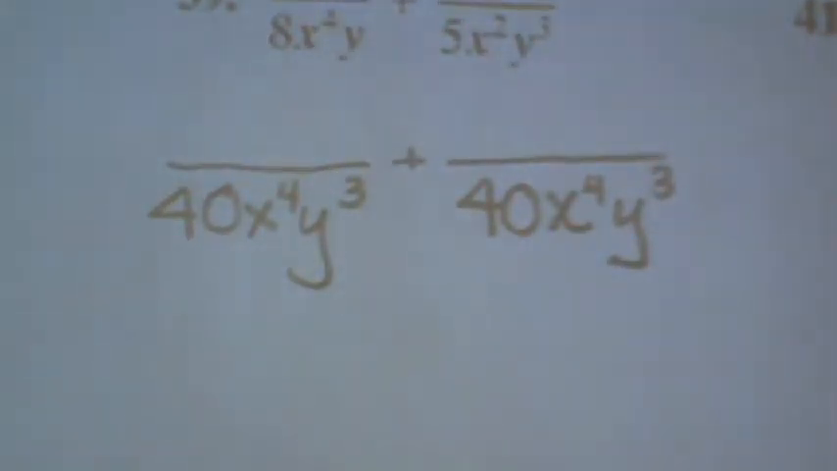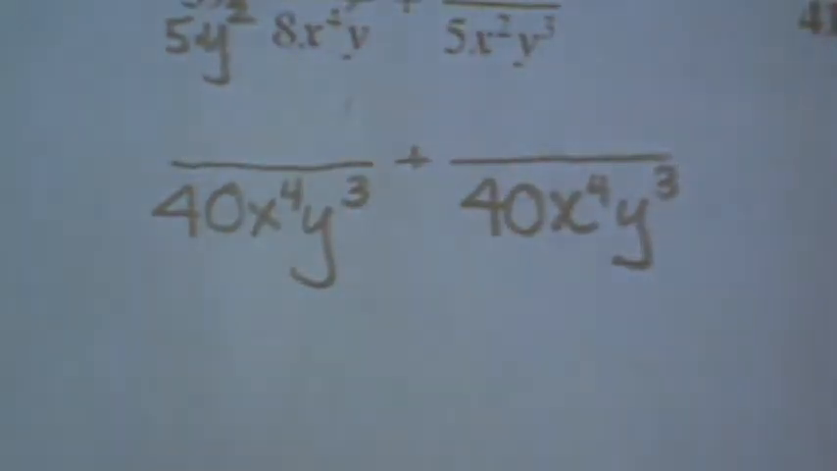Okay, so I got 8. 8 times what is 40? So we need a 5. And we're all set with the x to the 4th, but how many y's are we missing? 2. So we have 5y squared. What is 5y squared times 3? 15y squared.